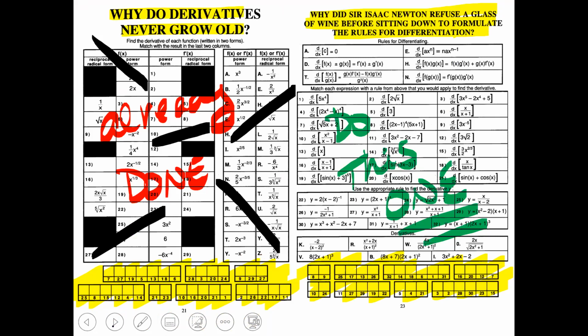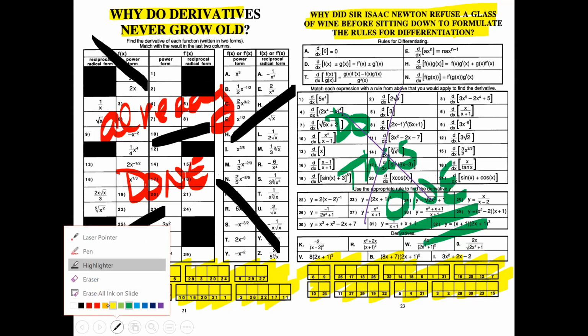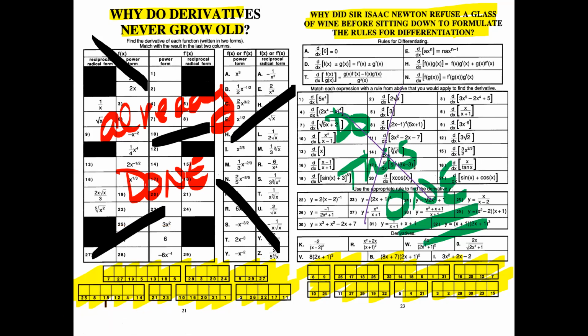And then you are going to be working on, you actually cannot do this yet. Just kidding. You can't do this one. Some of them you can. Like, for example, you know what? We could focus on this one. It says, why did Sir Isaac Newton refuse a glass of wine before sitting down to formulate the rule for differentiation? There are certain ones that you can do.